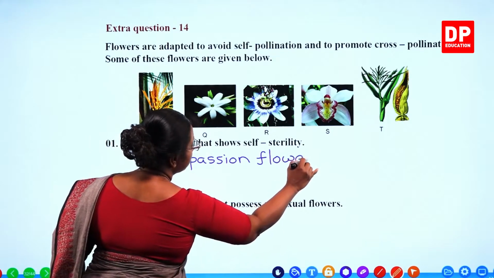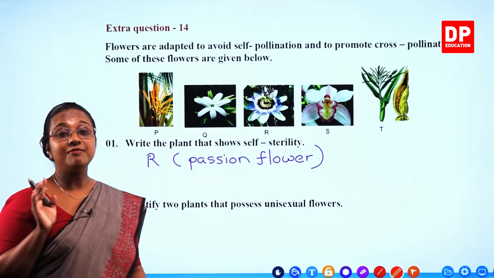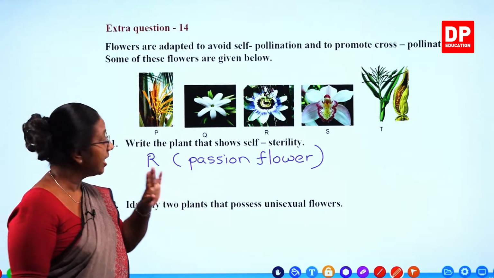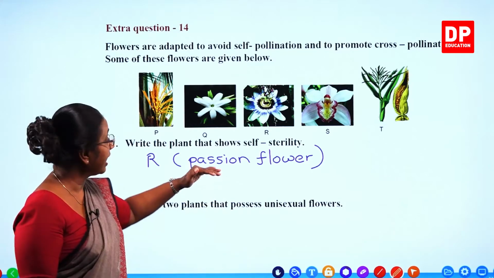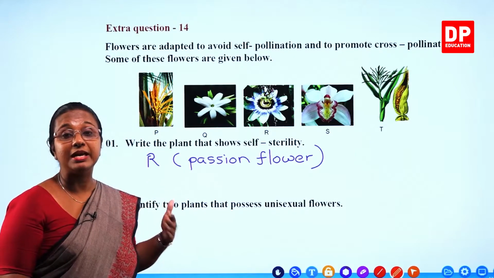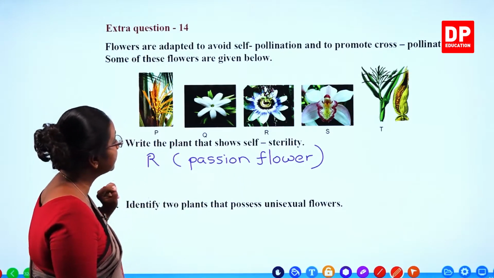Normally, students, you all know when you answer questions like these, in the question itself, they tell you to use the letters given to answer the questions. Then, of course, you will only have to write R. For here, I have written down the name of the flower also so that you will remember it better. So, write the plant that shows self-sterility, that is R.